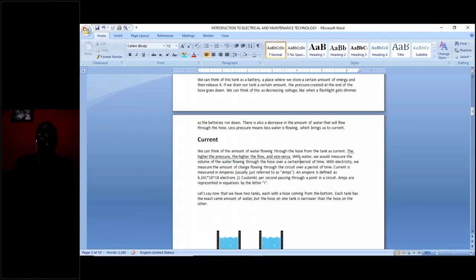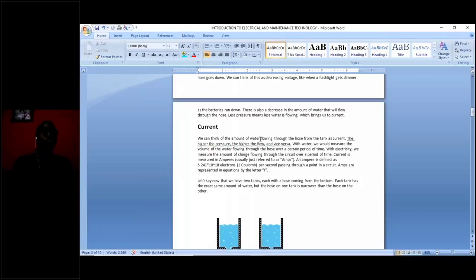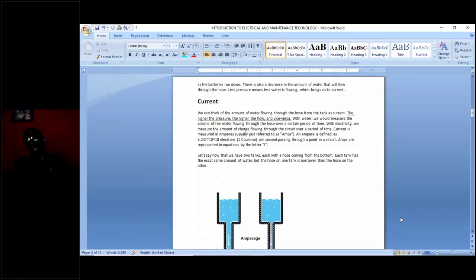So let's talk about current. We are still using our water tank as an analogy. We can think of the amount of water flowing through the hose from the tank as the current. The higher the pressure of that water, the higher the flow, and vice versa. That means the lower the pressure coming out from the tank, the lower the flow through the hose.